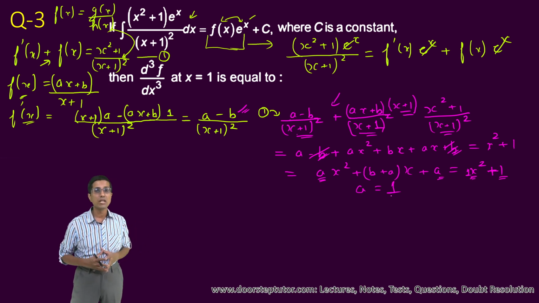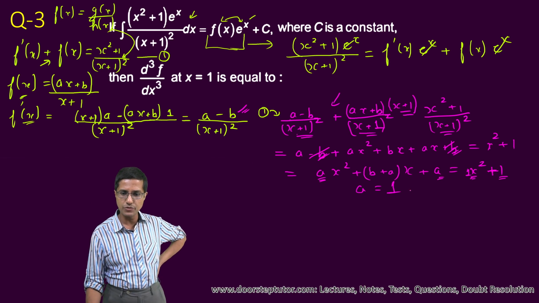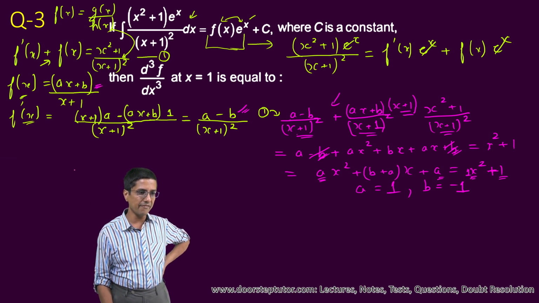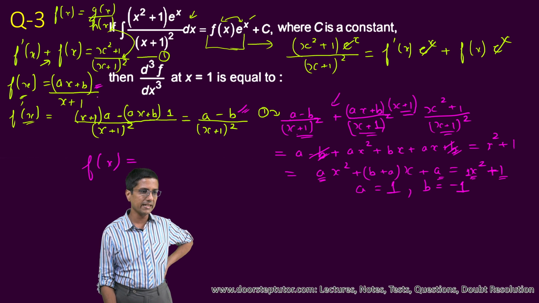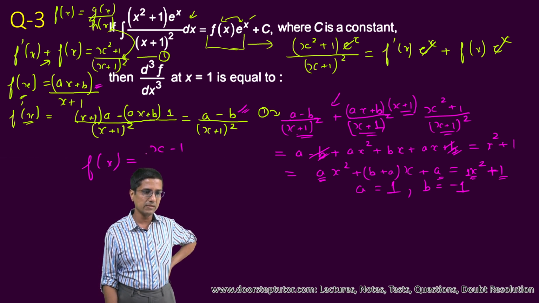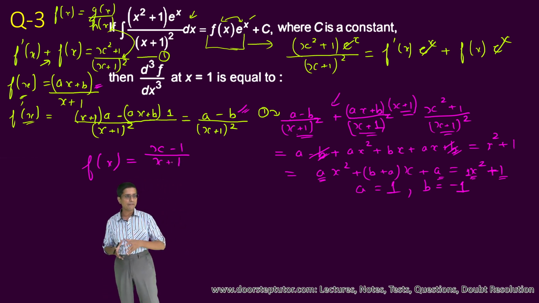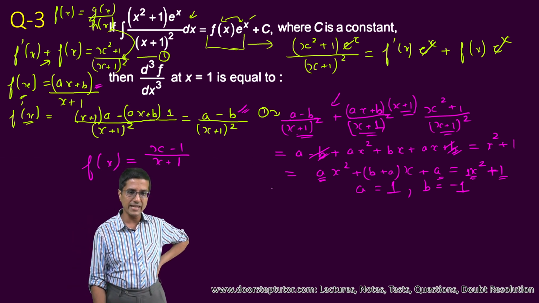Now what about b? See, the term of x has to be equal to 0. So if a is 1, b has to be equal to minus 1. Which of course means that my polynomial fx, now I can write it as x minus 1 divided by x plus 1. Okay, that it becomes very clear because a is 1, b is minus 1. So fx, my polynomial fx becomes x minus 1 over x plus 1. Also f dash x, right? So that is what we are interested in.